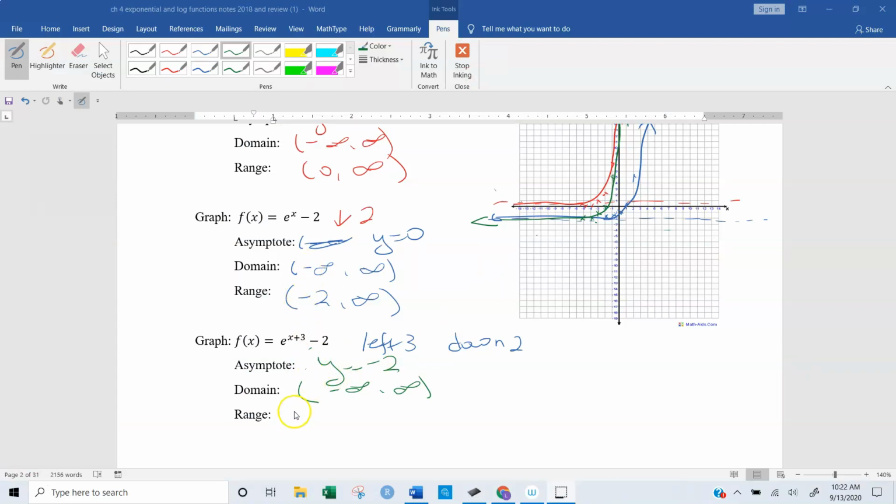So now your range is starting at -2 to positive infinity. That's where our asymptote is, and we move up. Okay, I hope you did well.